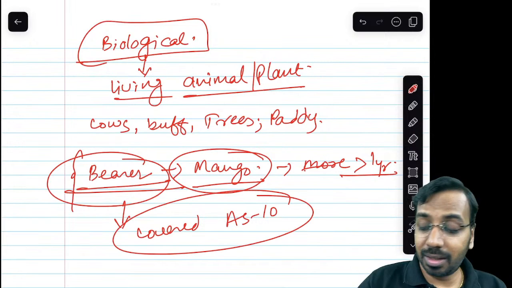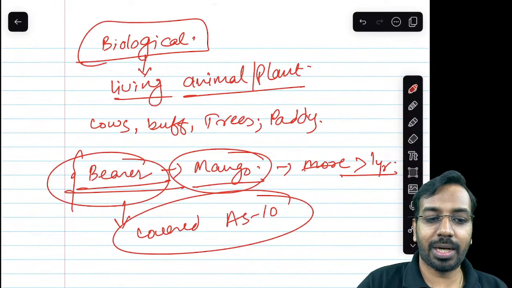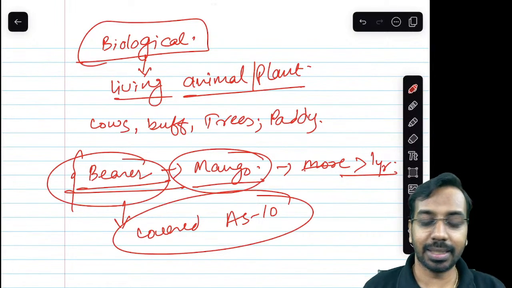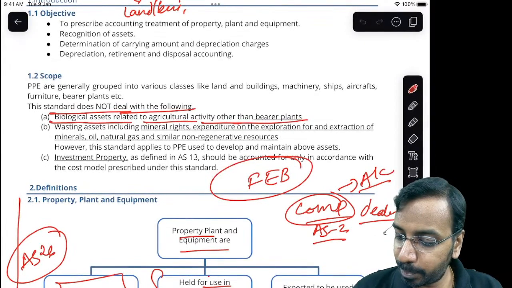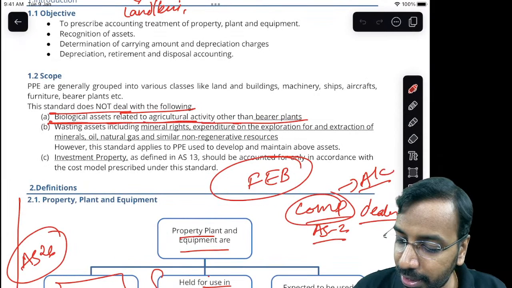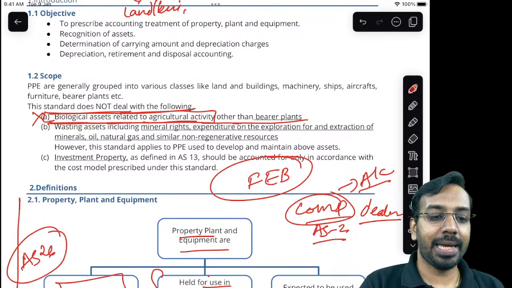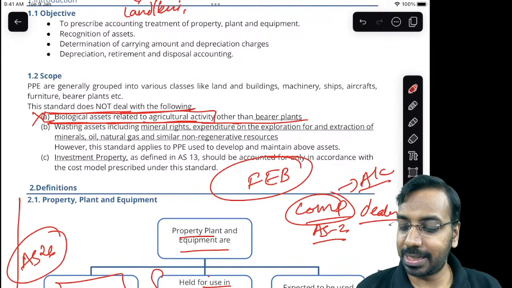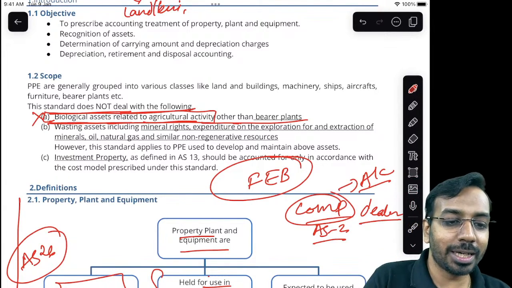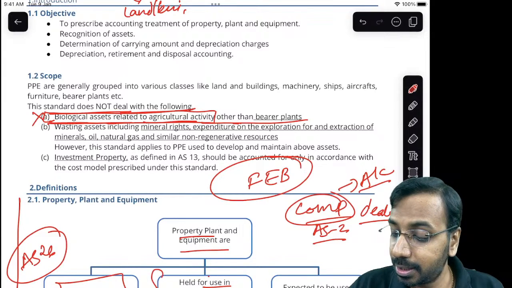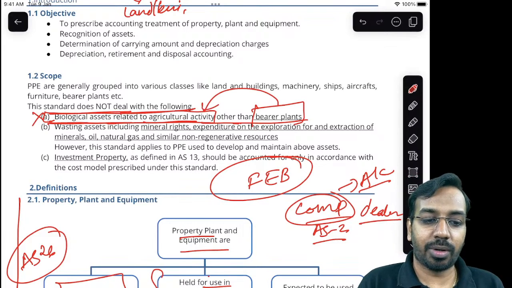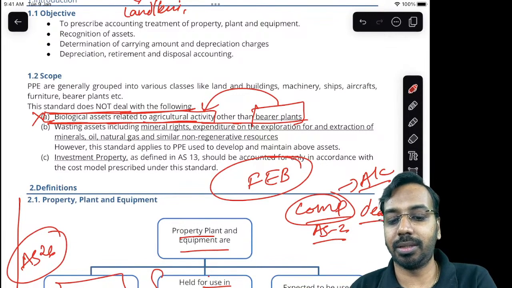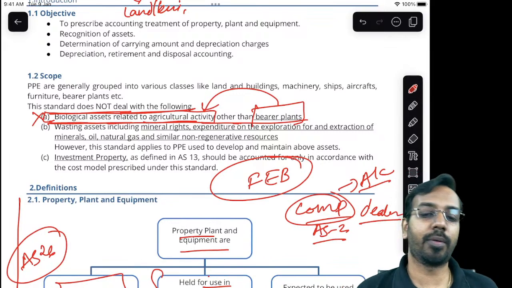If it is any other biological asset which is related to agricultural activity, that is not covered under AS10. So, biological assets related to agricultural activity are not included under AS10. But a bearer plant, whether it is related to agricultural activity or not, is included under the scope of AS10.